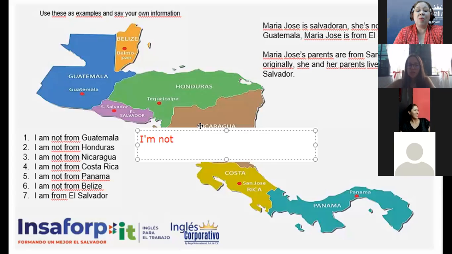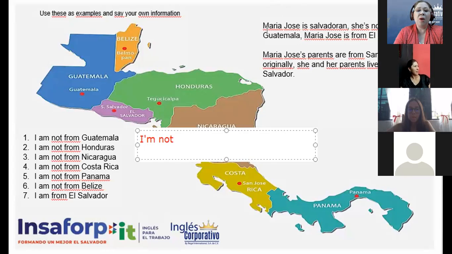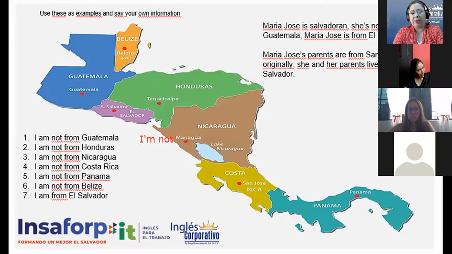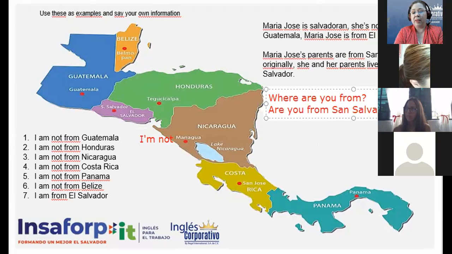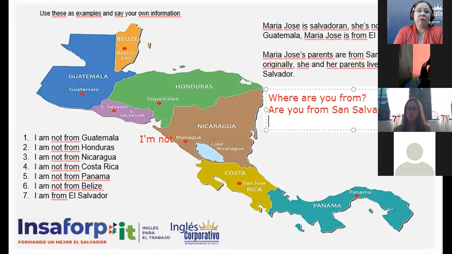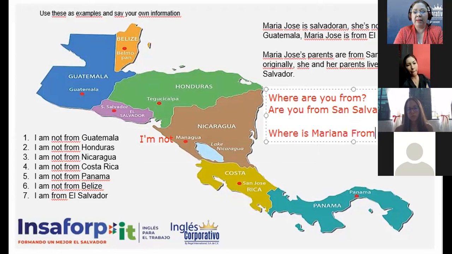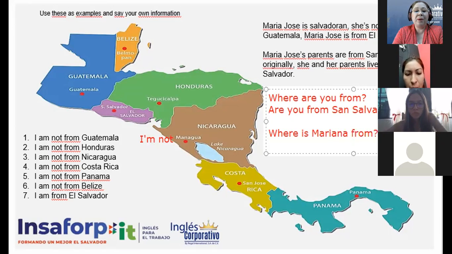El Salvador. Okay, ahora cuando queremos hablar de una persona, por ejemplo, hablemos aquí de María José. Let's talk about María José. Where is she from? La pregunta que hemos aprendido ahorita es, where are you from, right? Y la otra pregunta que hemos aprendido, are you from, y podemos poner un lugar, a place, right? In Salvador. En tercera persona, digamos que yo quiero saber de dónde es Mariana, okay? Where is Mariana from? Y para preguntar directamente si ella es, then we say, is she from, let's say, Santa Ana? Is she from Santa Ana?